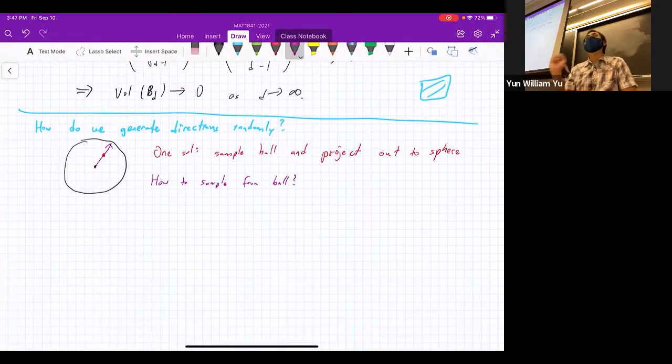So one naive method, oh yeah, go ahead. That's a really good question. Why can't you just sample from the space and divide in? Does anyone else want to answer that? Yeah, go ahead. Yeah, it won't be uniform.